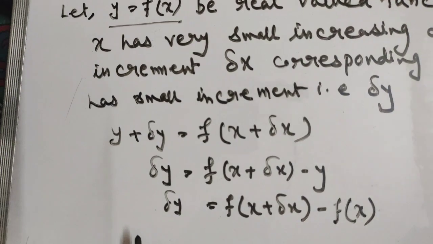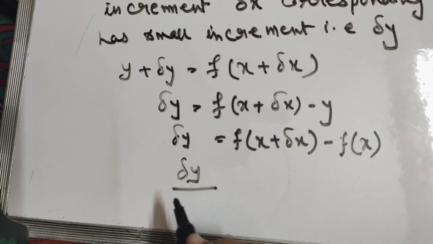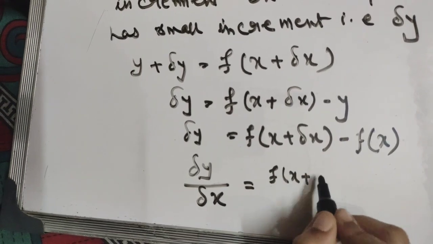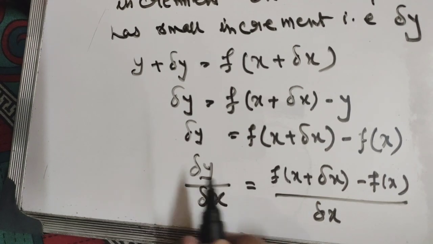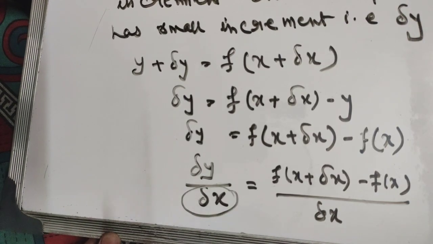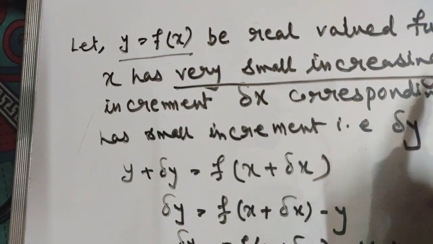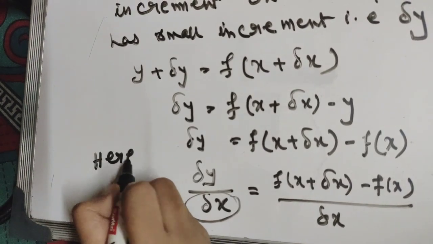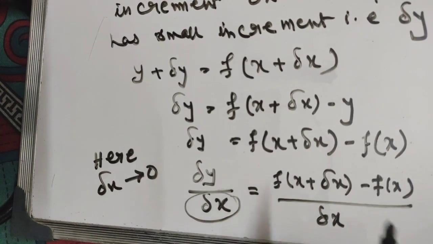Now if you divide both sides by del x, then what can we get? Del y by del x equals f of x plus del x minus f of x, whole divided by del x. Now here del x is very small. Here you see that x has a very small increase, so del x tends to 0, that means very close to 0.